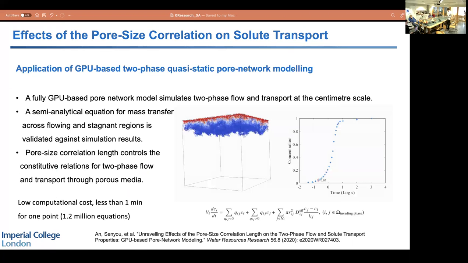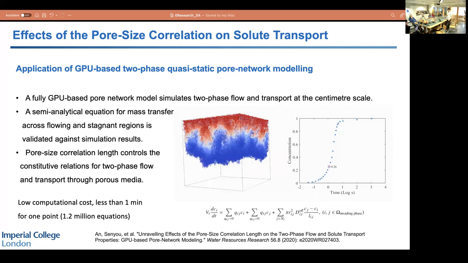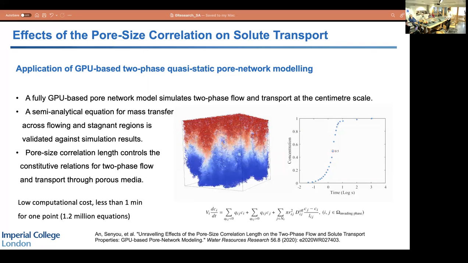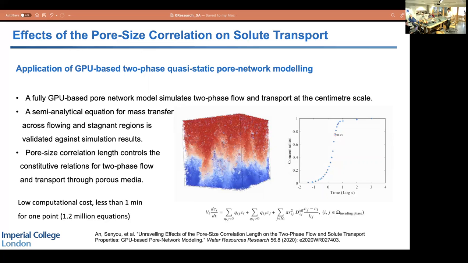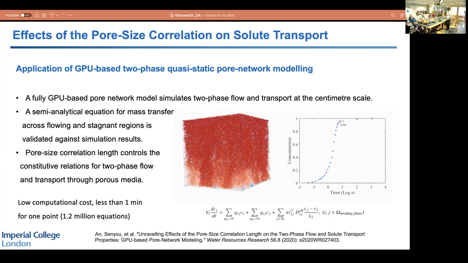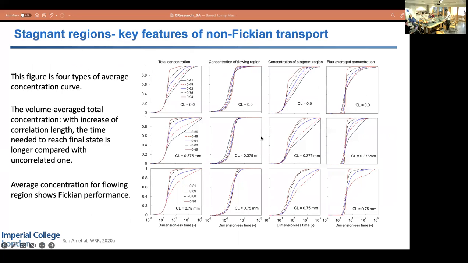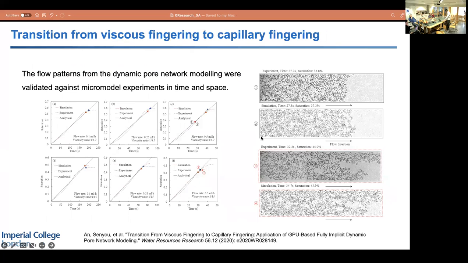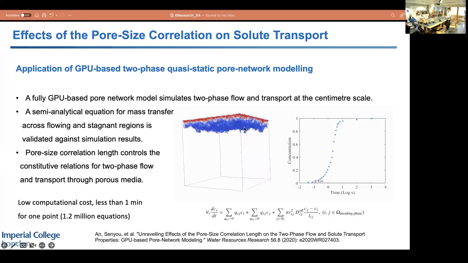Another thing we did, we studied how pore correlation affects the solute transport, and it's the application of the GPU-based two-phase flow. It's the quasi-static one. It's not the dynamic one, because for the dynamic one, this one is too computationally costly. We cannot realize it as large as we want, because we would like to investigate the heterogeneity effect. So for this one, each point we can use less than 1 minute to realize the calculation. So we can calculate as many saturations as possible.